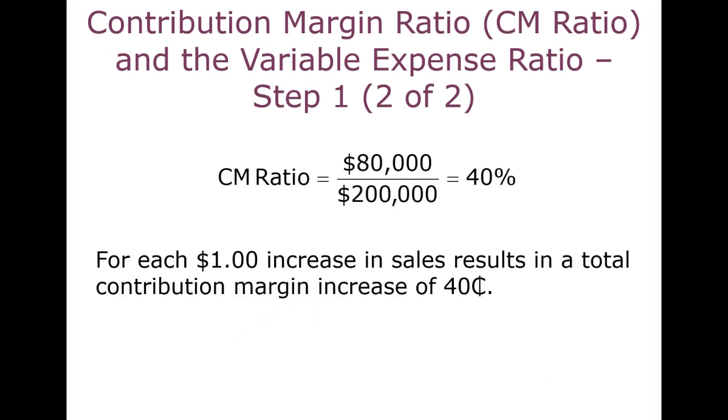Here we go. If you remember, at the break-even point, we had $80,000 in contribution margin. We had $200,000 in sales, so 40% is the contribution margin ratio. The two dollar signs cancel each other out, so we're left with a number. Your answer will be 0.4, but we'll call it 40% as your contribution margin ratio. So what this means again is for each $1 increase in sales, it results in a total contribution margin increase of 40 cents. You'll take 0.4 times $1 to get 40 cents.